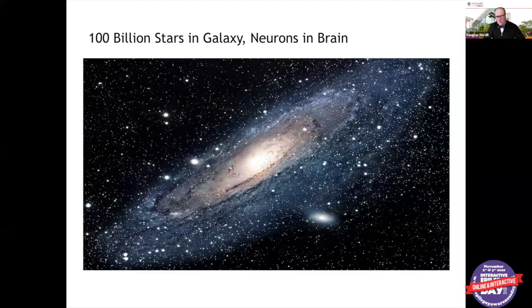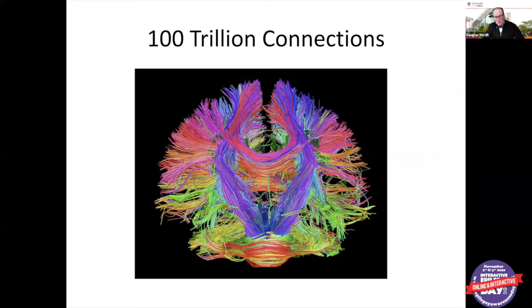I mean, when you stop to consider it, there are 100 billion stars in the galaxy, and that's how many neurons there are in our brains. So the neurons are the cells that do the thinking in our brains, about 100 billion of them inside of each of our brains. It gets even more mind-blowing when you think about connections. There are an estimated 100 trillion connections in our brain.